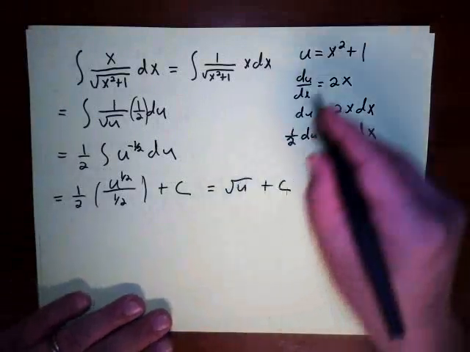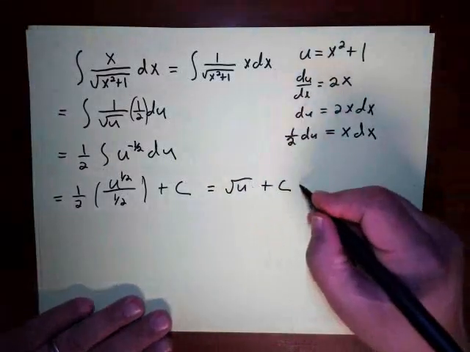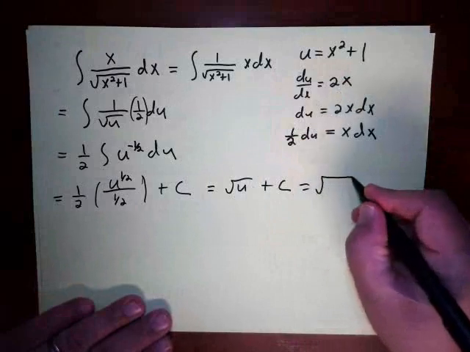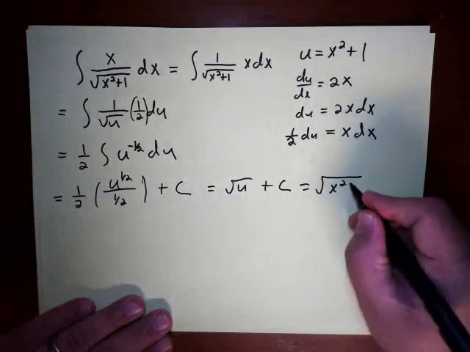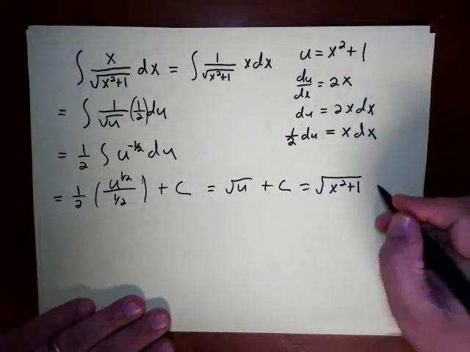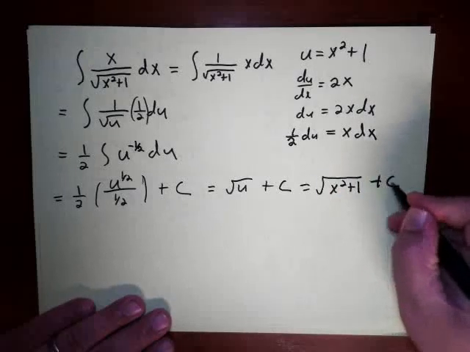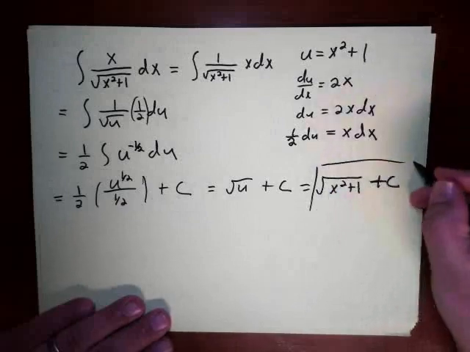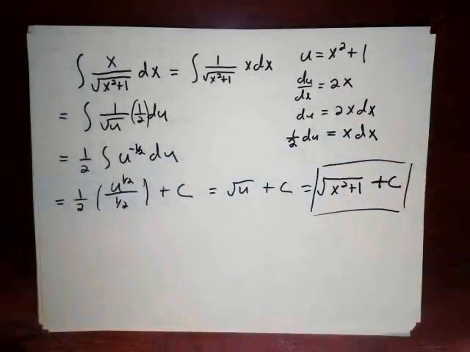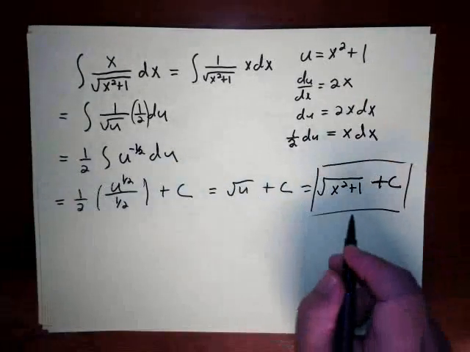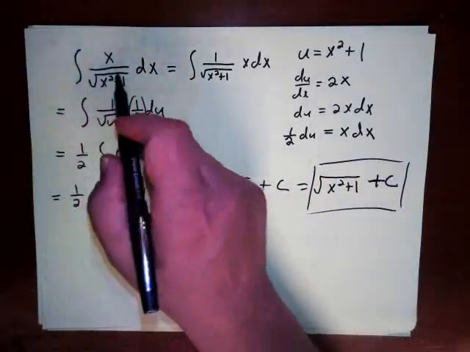And then I can put the u back in, and I get the square root of x squared plus 1, and all of that plus c. And that would be my final antiderivative, or integral, of this.